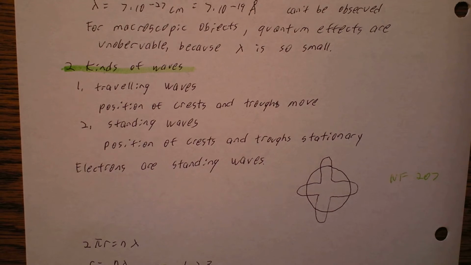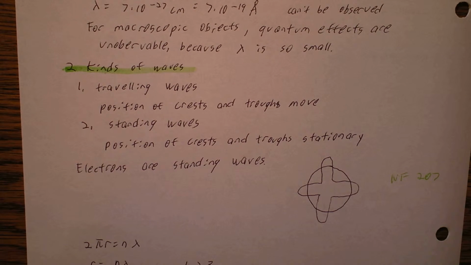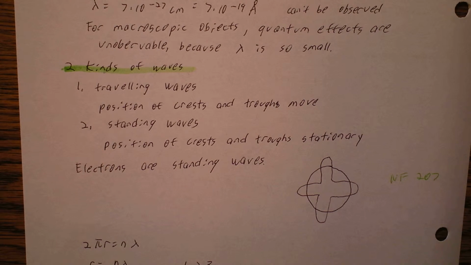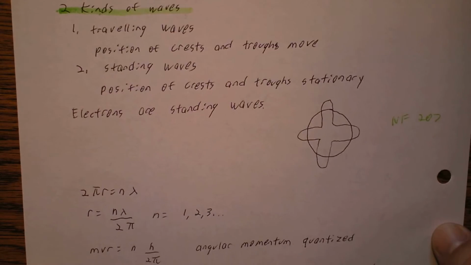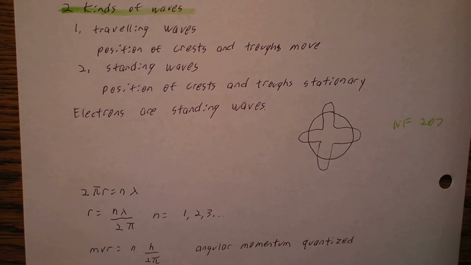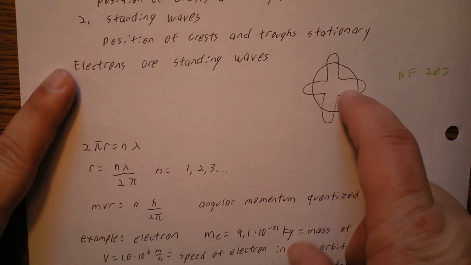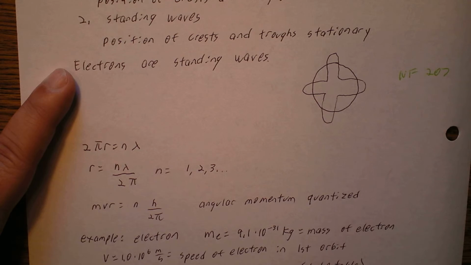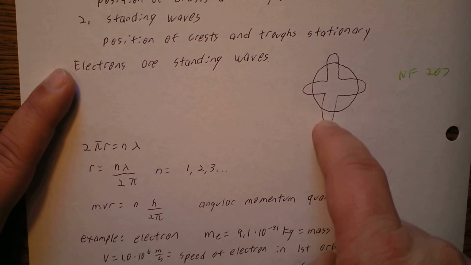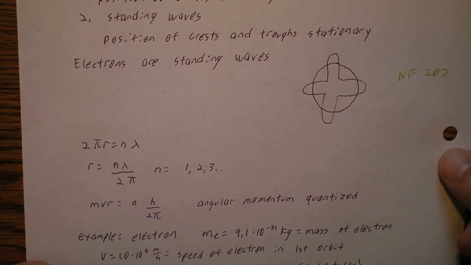Now there are two kinds of waves. One, traveling waves. That means if you look at the positions of the crests and the troughs, you can see they're moving. On the other hand, there are standing waves. That means if you look at the position of the crests and the troughs, they stay stationary. Now, electrons are standing waves. Here's an example. Here'd be like an atom, and this will be one orbital, an s orbital. Here'd be like another. See the troughs and the peaks, they're all staying in one place.